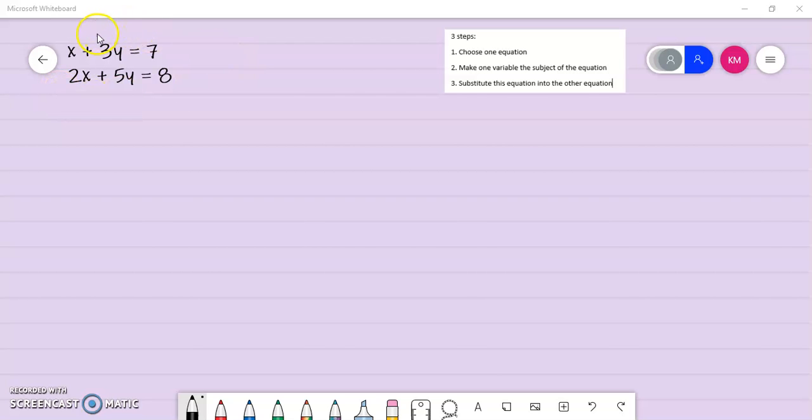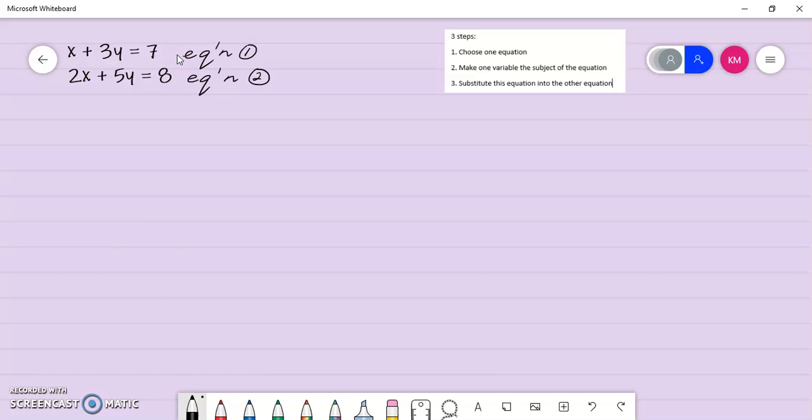Here I have provided a pair of simultaneous equations. So I'm going to follow these 3 steps in order to solve it using the substitution method. Remember, with any simultaneous equations, I must always label my equation. So this here is my equation 1. And this here is equation 2. So my first step says to choose one equation.